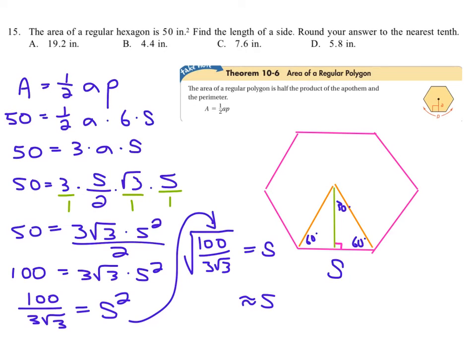If you calculate all that, and I should put approximately equal to, 100 divided by 3 root 3, and then square rooted, you get 4.38691, which, because they're asking us to round to the nearest tenth, becomes 4.4. And we're looking for the length of a side. The units are inches, so it's inches. And that's your answer B.